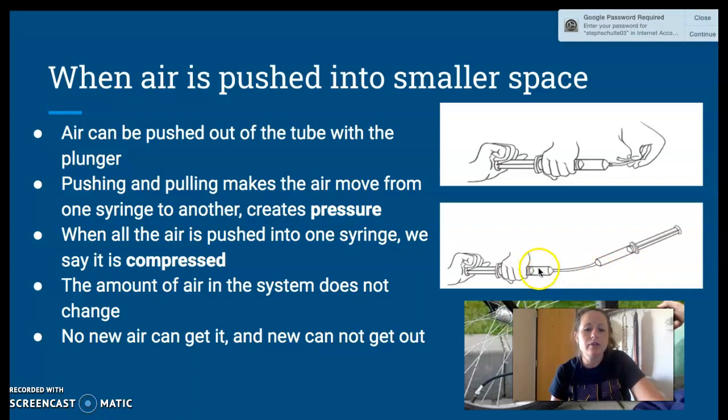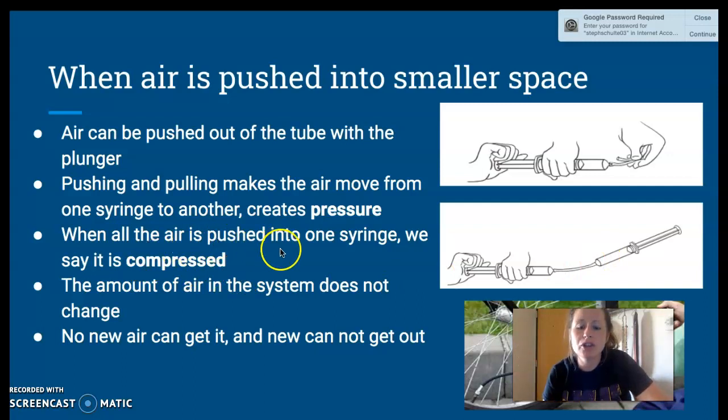So the air is going to go from this syringe through this tube and go over here. And this is going to create pressure. So if you're on both ends of the syringe and you're both pushing at it, it's going to create pressure. So it's going to be really hard to push that syringe in because someone else is pushing too. And if the other person isn't pushing, then when you push, it's going to go to their syringe.